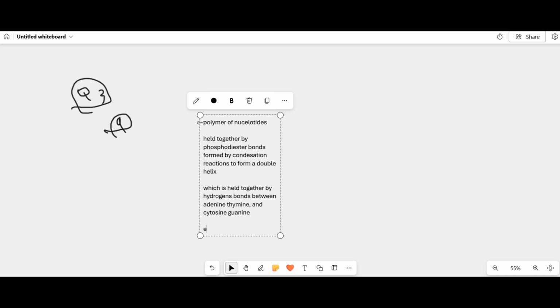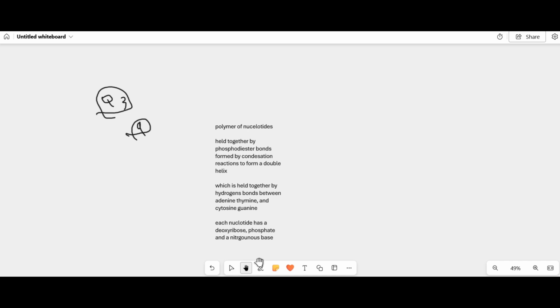Then write as well, each nucleotide, because you need to talk about the structure. You said it's a polymer of nucleotides, so you need to say what a nucleotide is now. A nucleotide has a deoxyribose, because that's important for DNA. That's why it's not RNA, because it's deoxyribose, not ribose. Phosphate and a nitrogenous base. That's it.